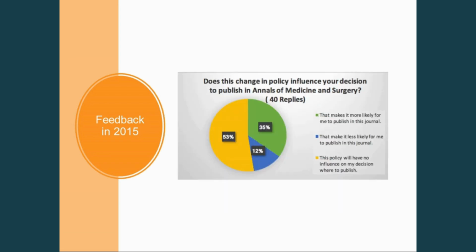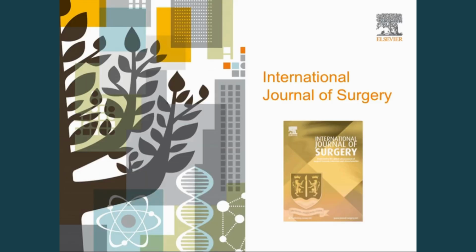And then on this next slide, I've shown how doing this influences people's decision to publish with us in the Annals of Medicine and Surgery. And you can see that for 35% it made it more likely that they would publish with us, whereas only 12% made it less likely, and 53% were neutral. So 3 times as many people were more likely to publish than less. So that was also positive.